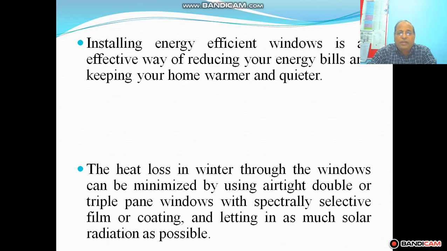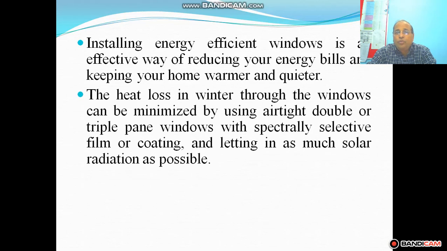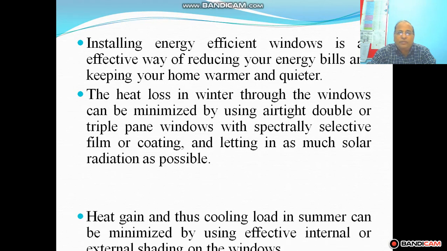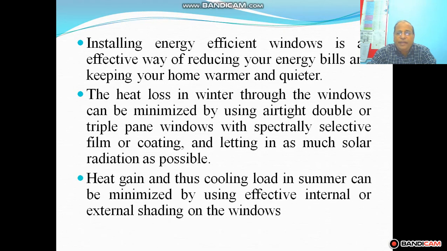The heat loss in winter through the windows can be minimized by using airtight double or triple pane windows with spectrally selective film or coating and letting in as much solar radiation as possible. Heat gain, and thus cooling load in summer, can be minimized by using effective internal or external shading on the window.